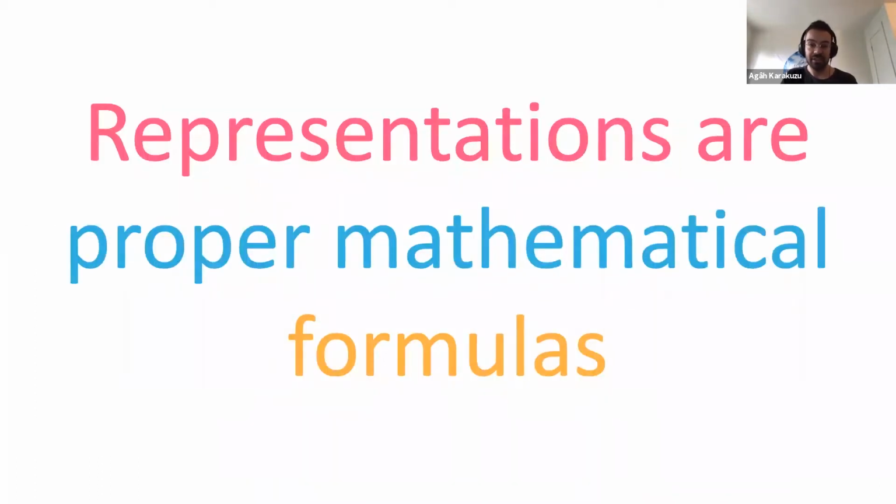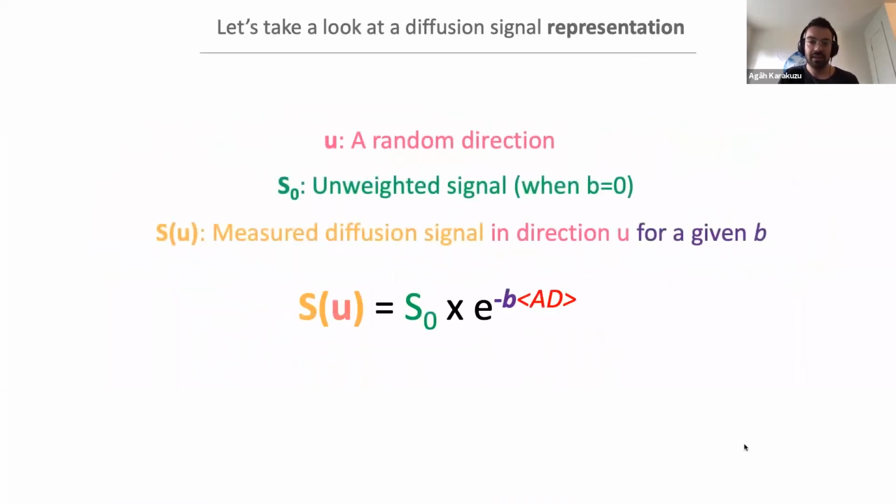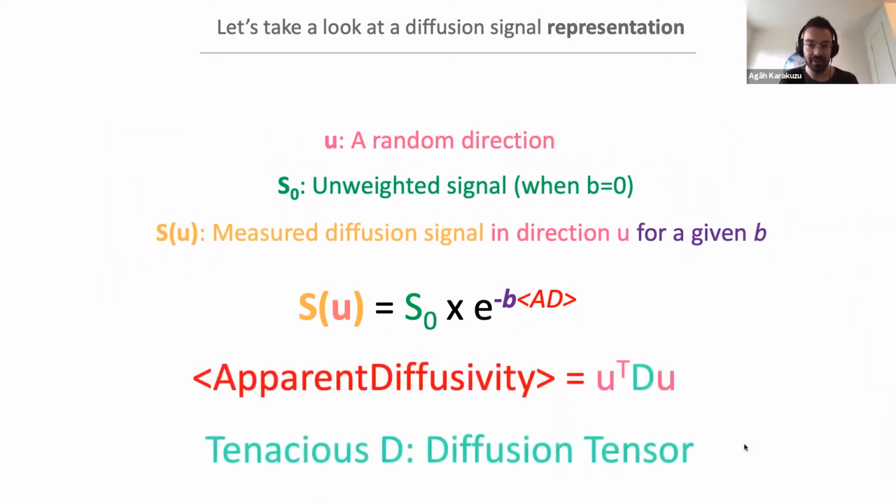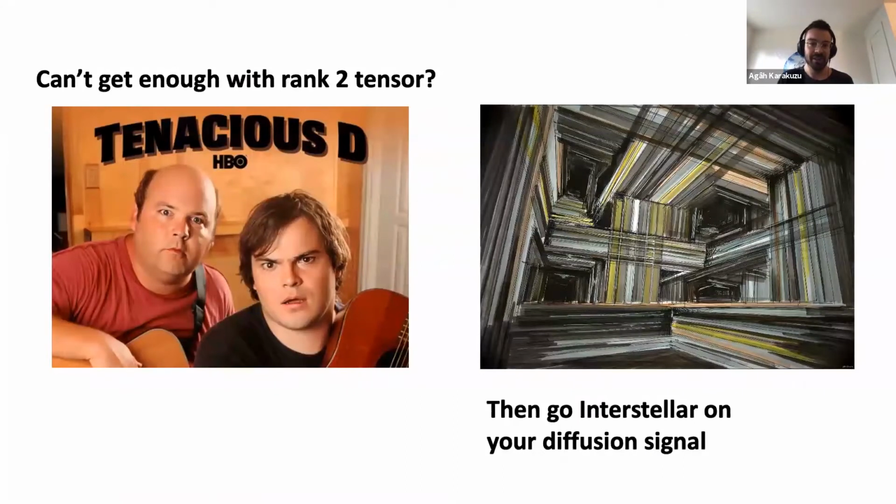And representations are proper mathematical formulas. This is the good old bi-exponential representation of the diffusion signal. And since 1994, it is known that if we collect the signal in at least 6 different directions, we can fit for the diffusion tensor. But if rank 2 tensors are not good enough for you, then you can go interstellar on your diffusion signal and estimate parameters for higher order terms and calculate diffusion kurtosis tensors, which has more to offer compared to DTI.